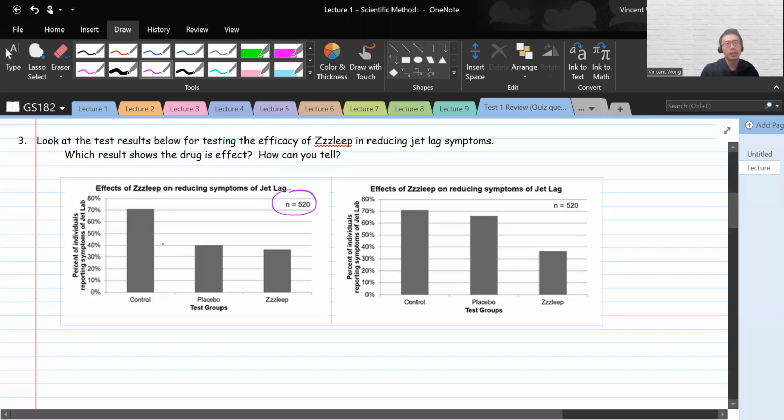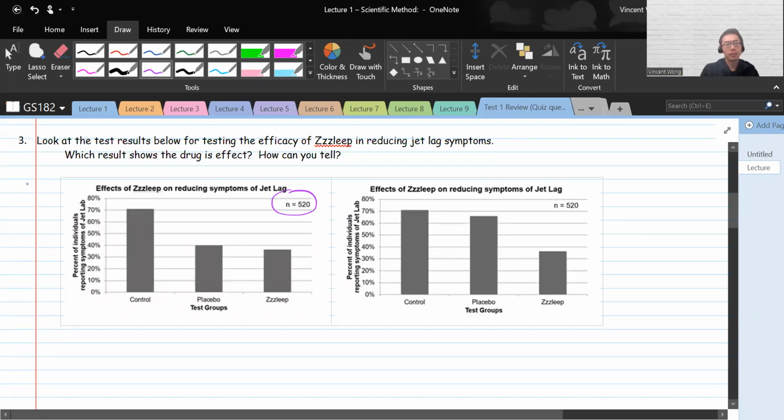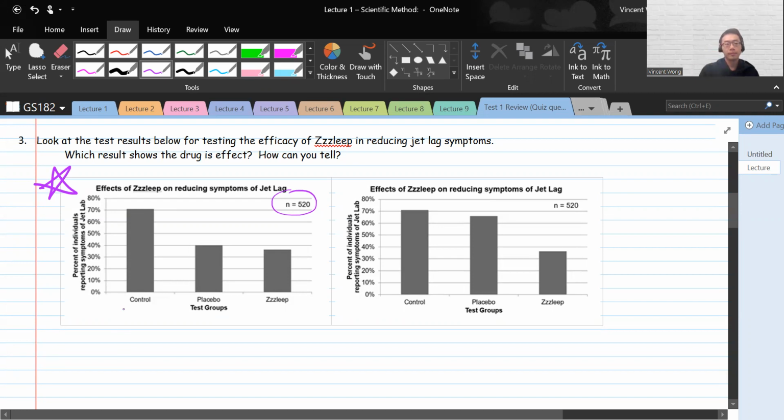Anyone else want to give this a try? Vincent, are you talking about the one called the N, this one, right? Yeah, this one. This is the one I'm looking at. Do you think based on this data? Yeah, go ahead. I don't think based on that data, I think that shows that maybe the placebo group and the control group both are experiencing the same thing. So I think the pill doesn't work because it's showing that they both have reduced maybe symptoms of jet lag. That's right. Thank you. So this is ineffective.